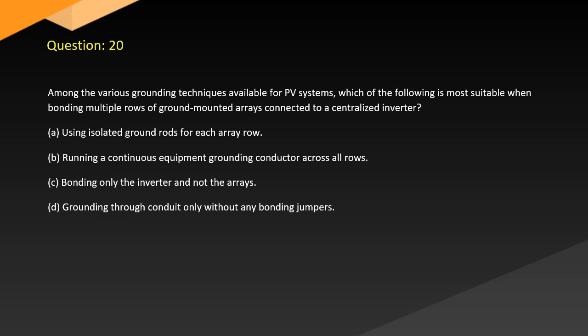Question 20. Among the various grounding techniques available for PV systems, which of the following is most suitable when bonding multiple rows of ground-mounted arrays connected to a centralized inverter, using isolated ground rods for each array row? B. Running a continuous equipment grounding conductor across all rows. C. Bonding only the inverter and not the arrays. D. Grounding through conduit only without any bonding jumpers.